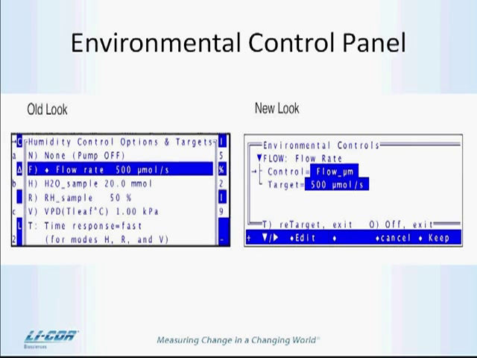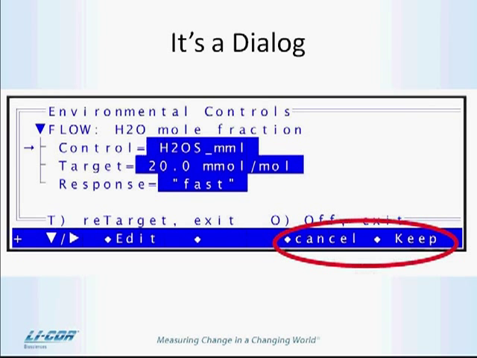The most important thing to notice about the new tree structure is that it is a dialog box, just like in Windows or Mac or Linux, where you can say cancel or apply or whatever you want to say. You do have to confirm what you want to do, either cancel or keep. So you see that F4 is going to be cancel, F5 is going to be keep, and you do have to choose one of those options. Before, you could just press enter and things would move on. But you do have to actually confirm what you want to do in this case.